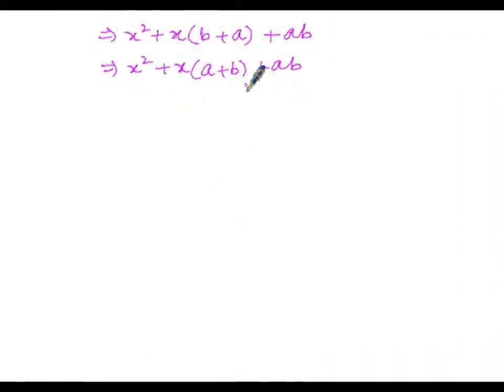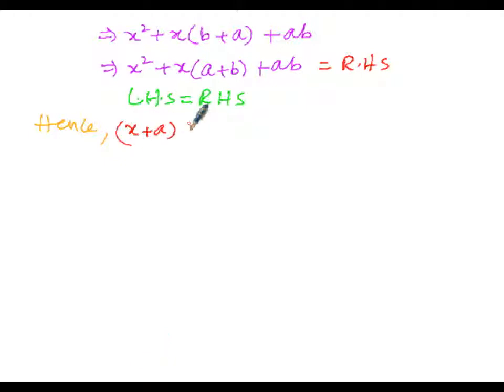So this is our right hand side, that equals RHS. In this manner we got the LHS and the RHS as equal. Hence we can write (x plus a) into (x plus b) as x square plus x into (a plus b) plus ab. In this manner we have proved the first special product under group number 5.